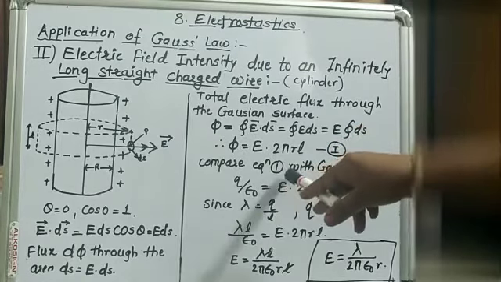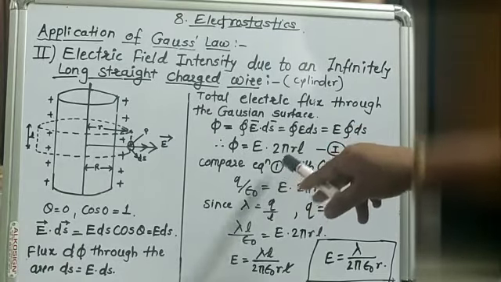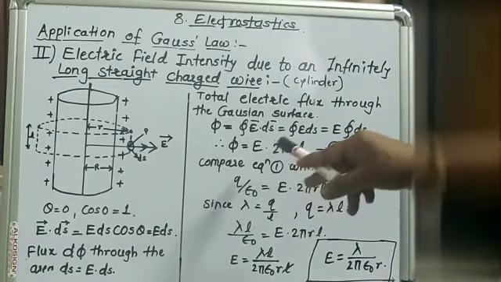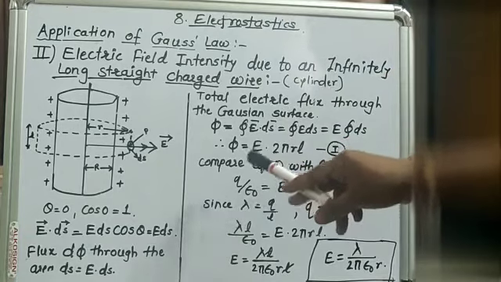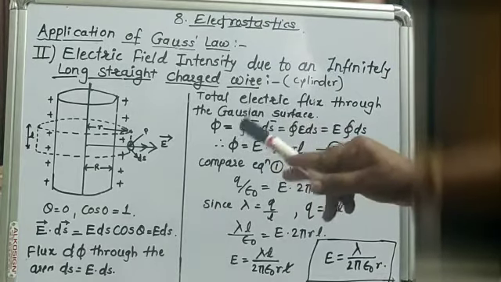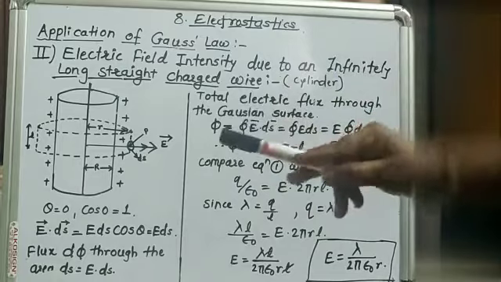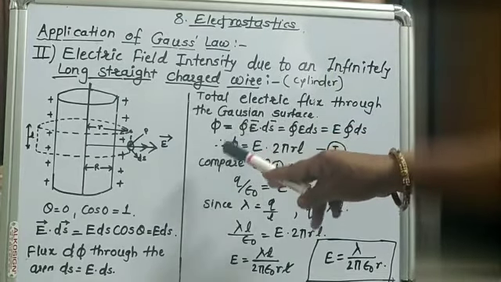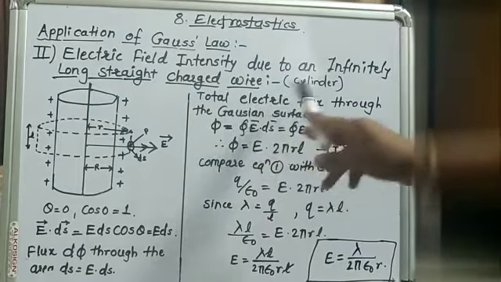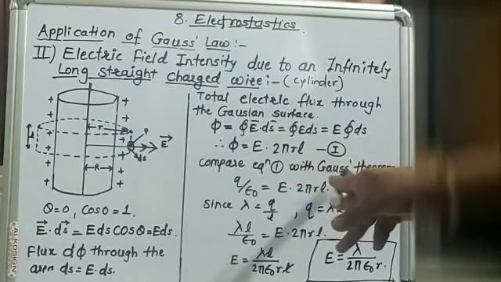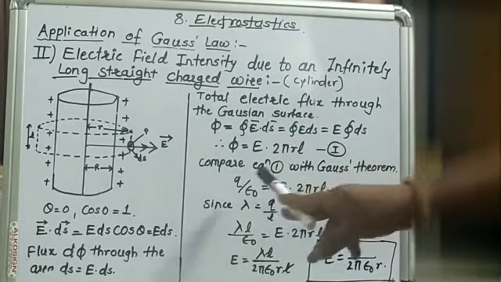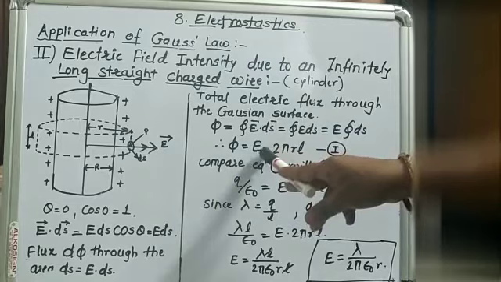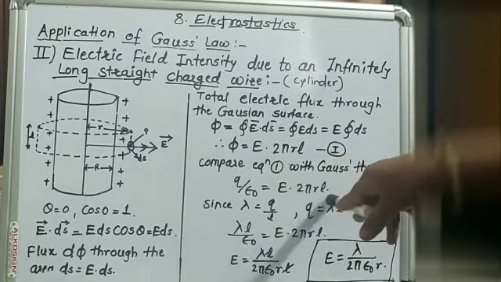Now we compare equation 1 with the Gauss theorem. We know the Gauss theorem is phi is equal to q upon epsilon 0. The left sides are both phi, so the right sides are also equal. Then q upon epsilon 0 is equal to the right side of the first equation, E into 2 pi r L.